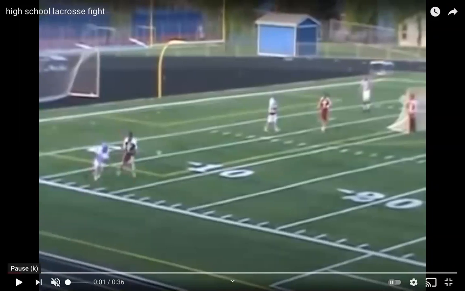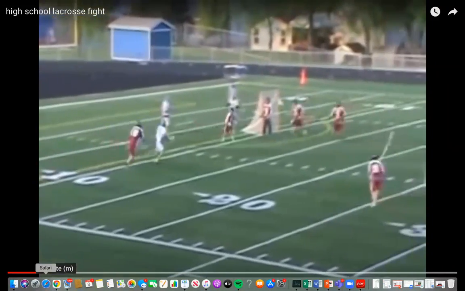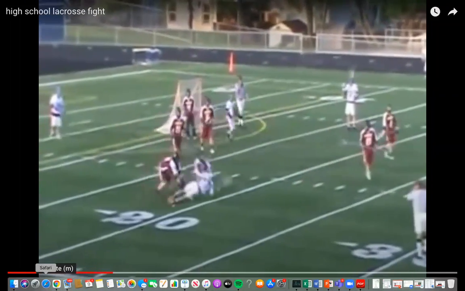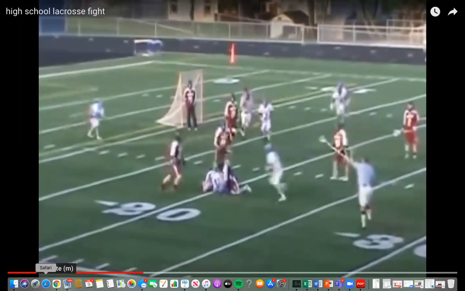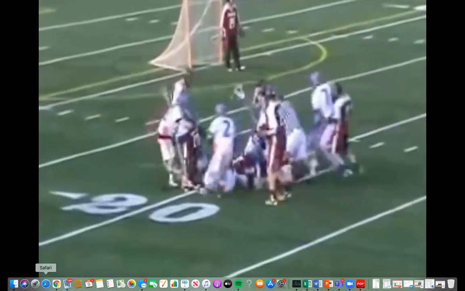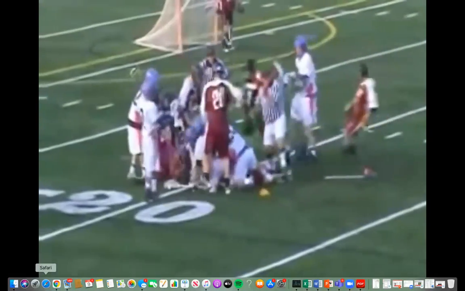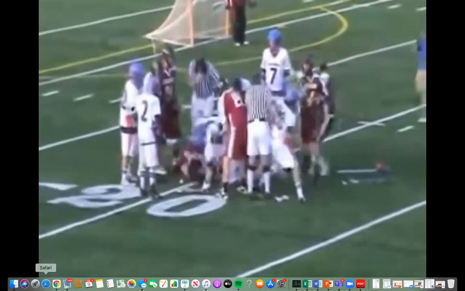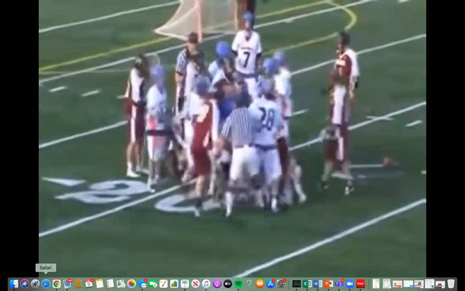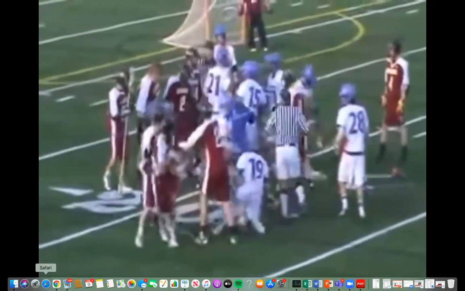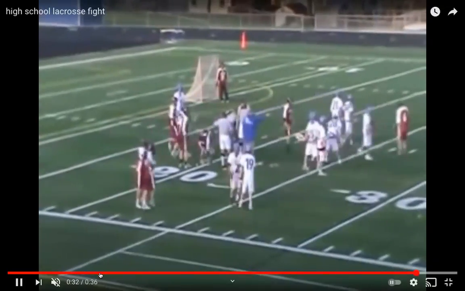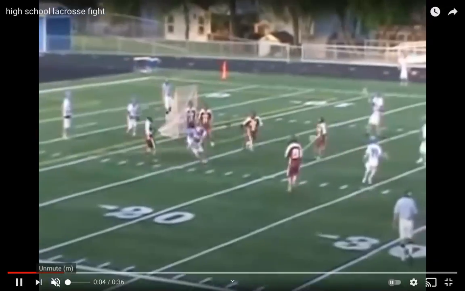Let me kill this sound real quick. So we have red versus white. Still live ball play, still fine. Now we have a problem. Problem's escalating. Referee comes in. Referee's trying to interject. Both referees are in there, pulling players away. Number one is just protect yourself. These kids have titanium sticks and they're flinging their sticks around. You don't want to get hit in the face. Now I'm going to unmute it.